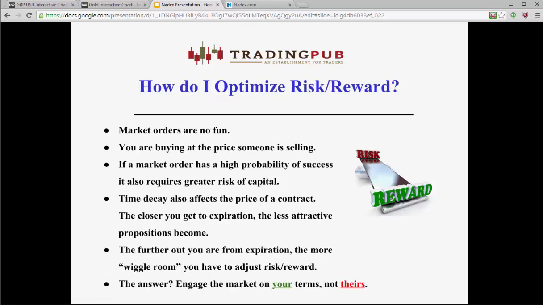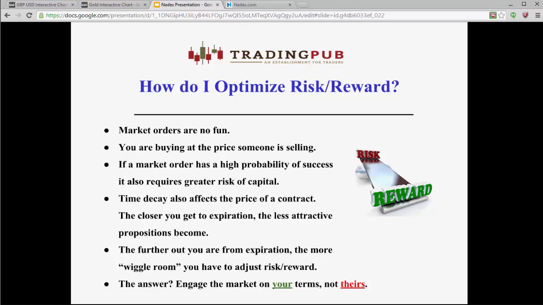And then, you know, I always want to optimize risk reward. I don't like market orders personally because I feel like I'm just buying something when I could have gotten it for a better price, or if I sell, I want to sell at my price. Basically, you're buying the price of someone. If you're buying, you're buying something that someone is willing to sell to you.